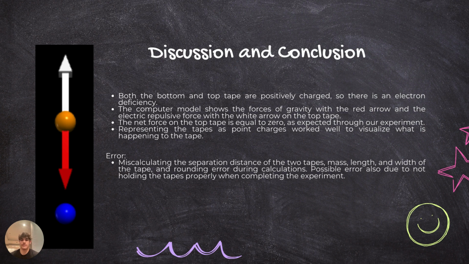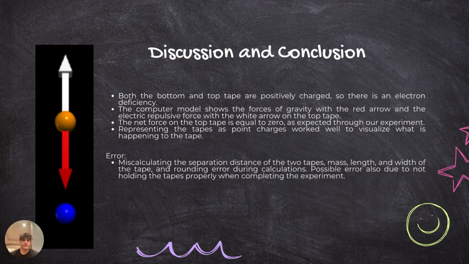I did not account for air resistance or attraction of the U-tapes to my hand in the experiment. The diagram of point charges works well to visualize what is happening to the top U-tape. Some sources of error may come from miscalculating the separation distance of the two tapes, or miscalculating the mass, length, and width of the tape, and rounding error due to calculations. Possible error is also due to not holding the tapes properly when completing the experiment, or neglecting the other charges that are present.